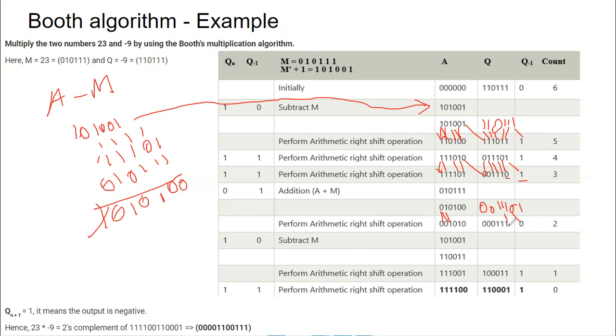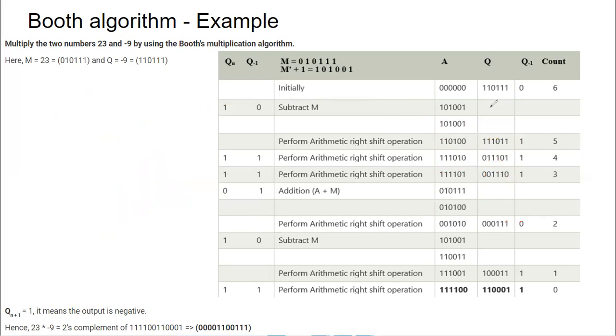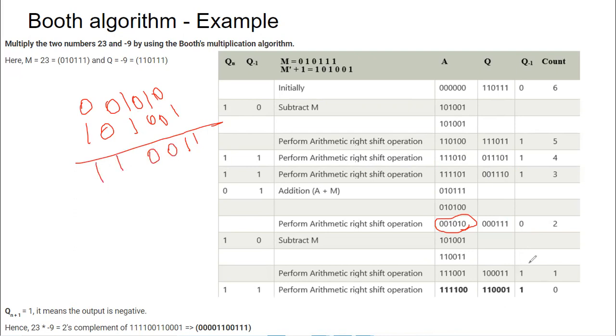Then when you check this, it has the value 1 and 0, which means you have to do an A minus M. So A is this, and M is this. When you do this, A is 0, 0, 1, 0, 1, 0. And your M is this, that is the 2's complement of M. That is what we have to take and add, which is equal to our A minus M. Now 1, 1, 0, 0, 1, 1. So now you have this value.